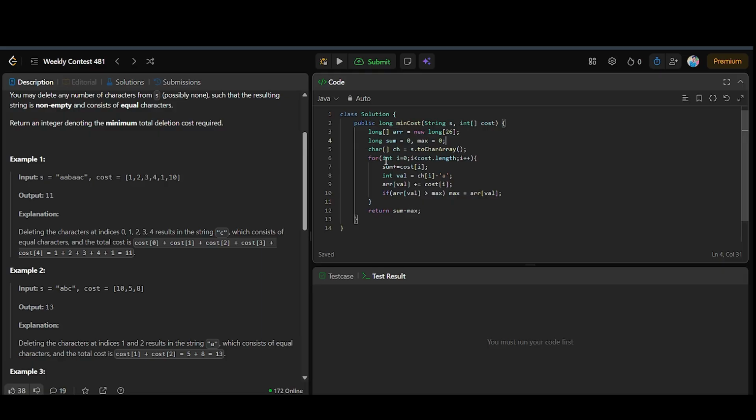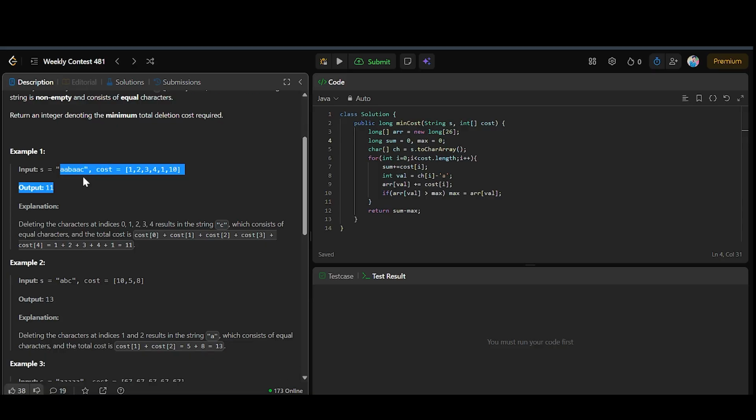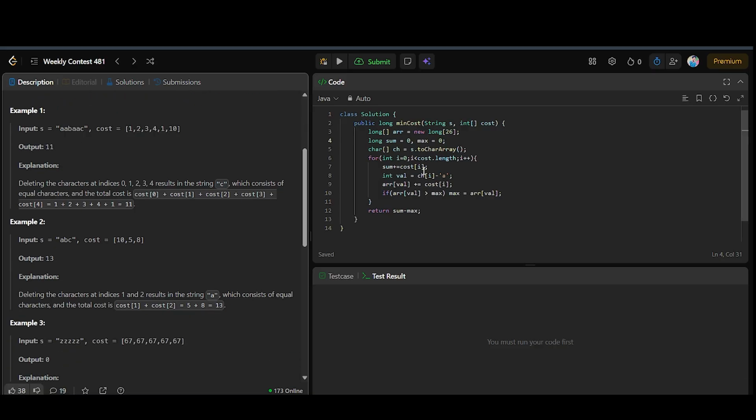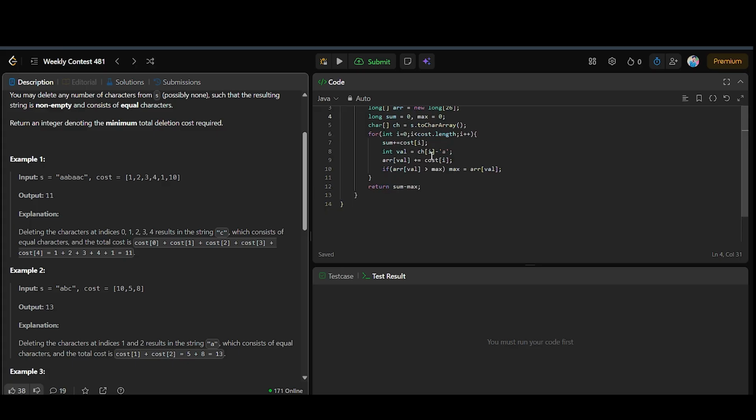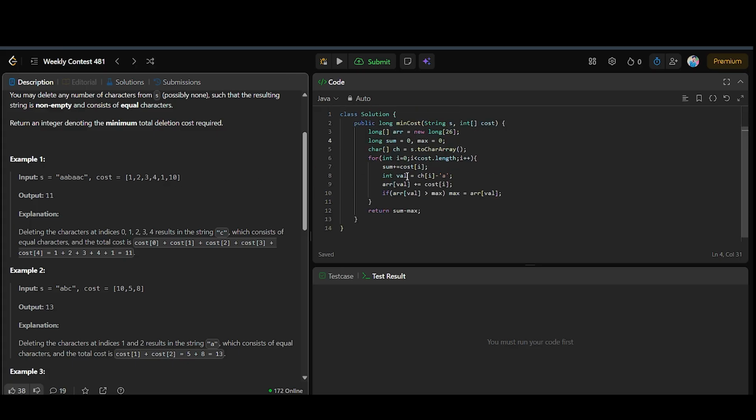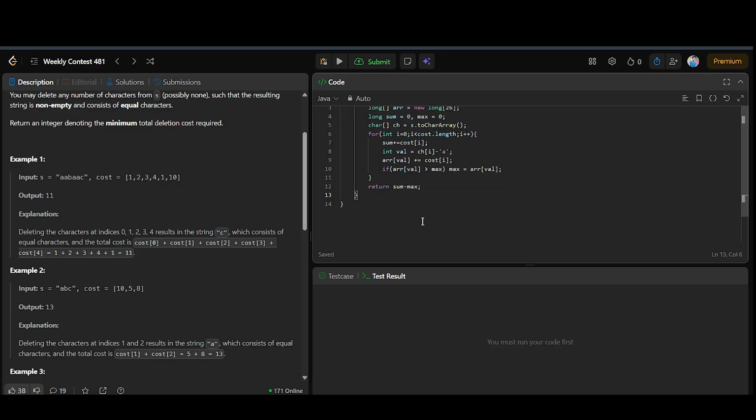Then we iterate over each and every character of this string. First we add this cost to the sum value to get the total value of the cost. Then in this array we put the value of that cost. At the end we pick the highest, the maximum character value. Then at the end just return the sum minus max. Okay, that's it from my side.